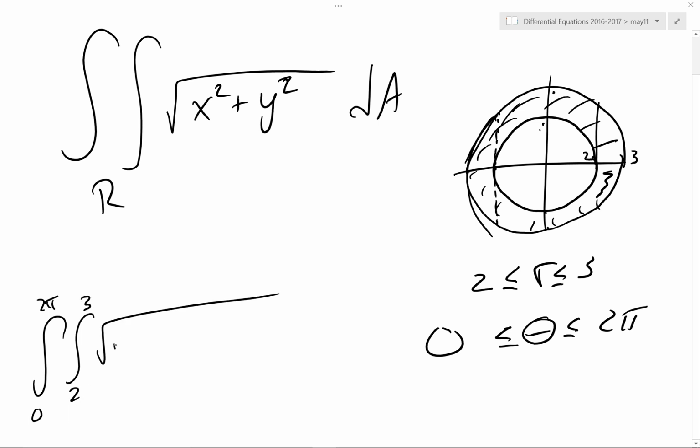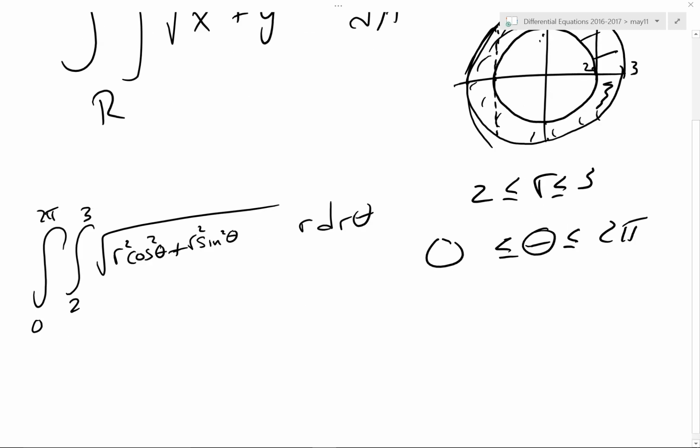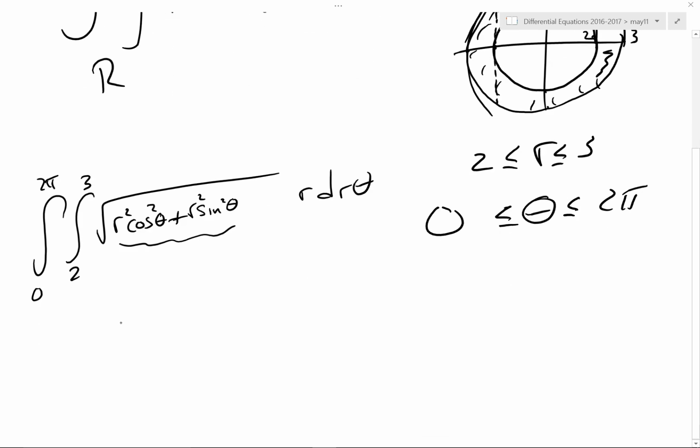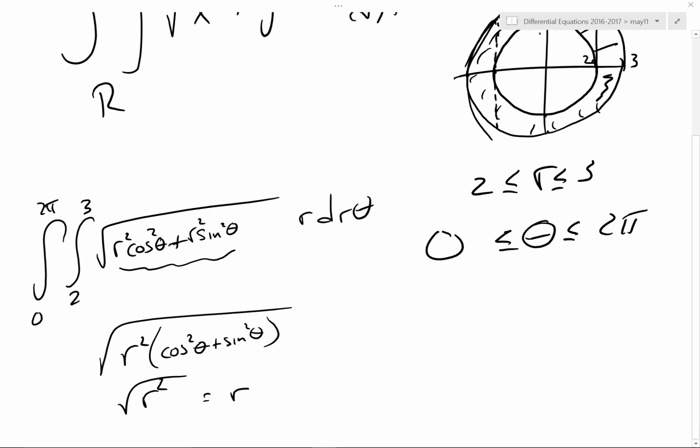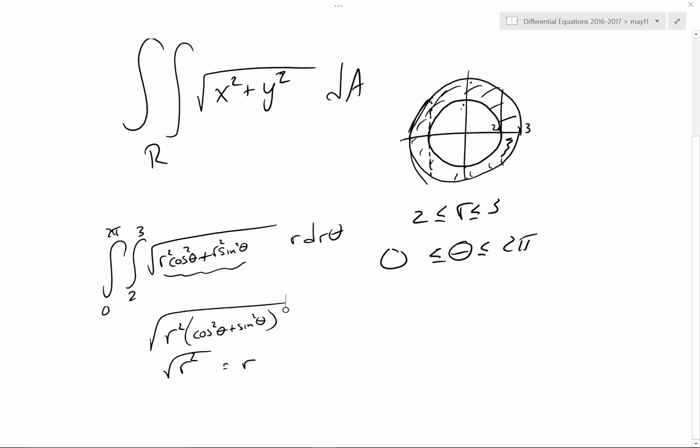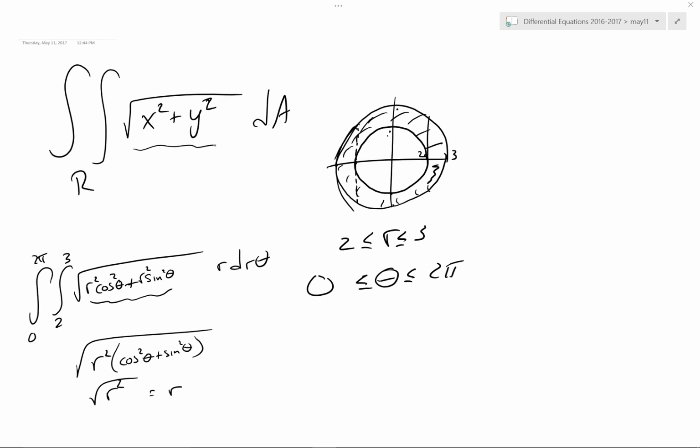And then this, of course, is going to be, pay attention to this. This is kind of a big deal. This is one of those ones where you need to see it and then go, oh, yeah. Okay? r dr d theta. Now this bit in here, what does it simplify to? Well, pull an r squared out of those two guys. You get cosine squared plus sine squared, which is 1. So you get the square root of r squared, which is r.